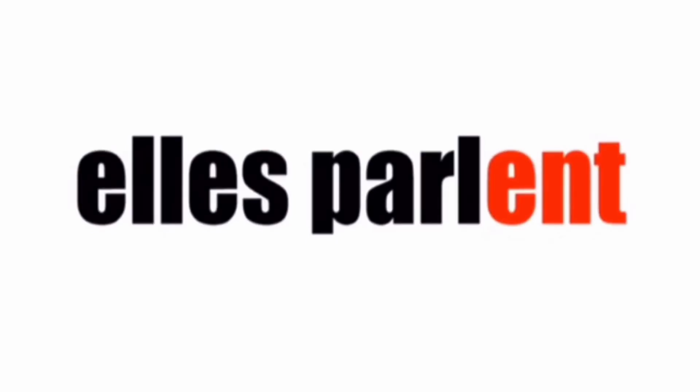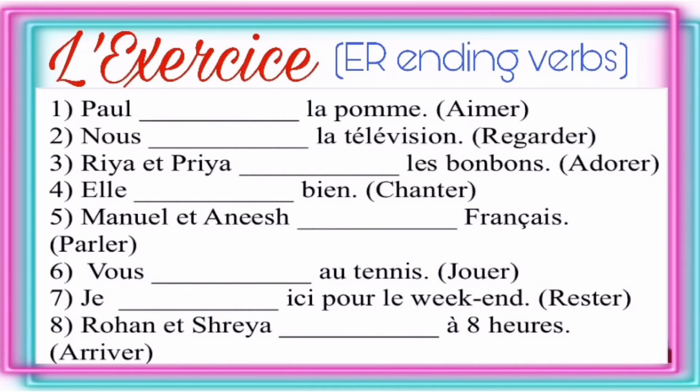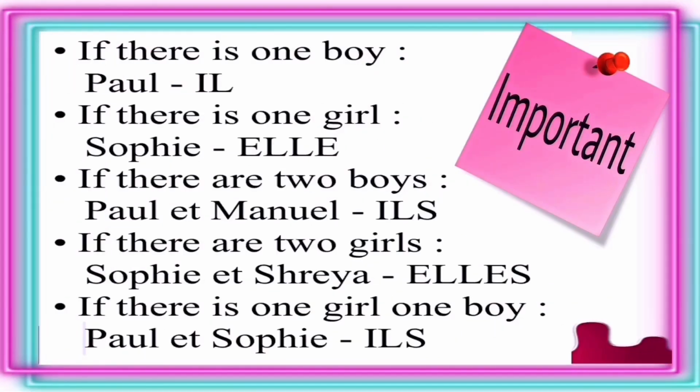Now pay attention here. In the conjugation of ils, elles plural, we will pronounce it as parle, not parlons, because all the endings which have ENT, they will be pronounced till E only. Alright, now let's do the small exercise of ER ending verbs, but before this, you need to understand certain important things. So these are some important points that you have to keep in your mind.